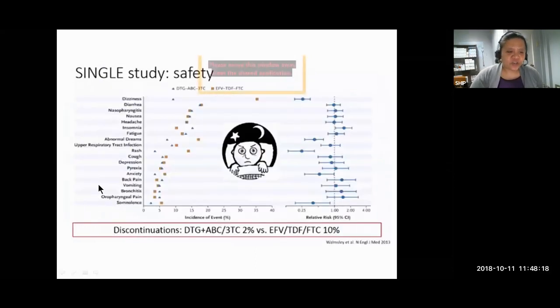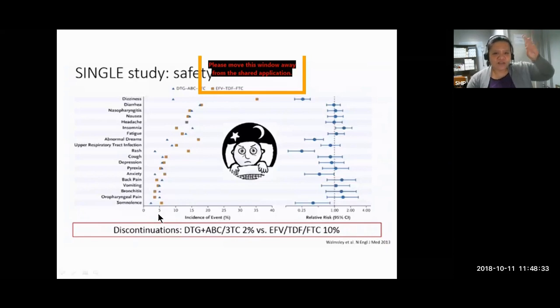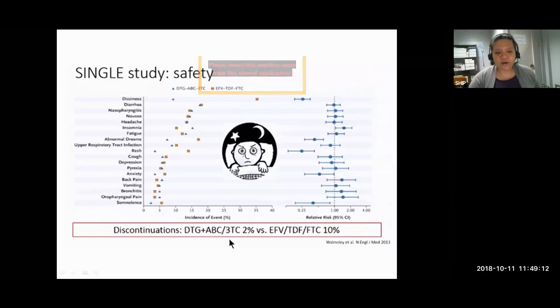Now, where safety is concerned, here we see that dolu is the blue triangle, and efav, the 3-in-1, is the gold square. So here we can see yung incidence. We want the left side, no, less incidence of event. There's more abnormal dreams with efavirenz, more rash with efavirenz, and all the other things. So aside from insomnia in dolu, it actually had a better safety profile. And there was less discontinuation among those on dolutegravir compared to efavirenz. If patients discontinue their drug treatment less, that means they will be more compliant, less risk of resistance, and less probability for them to develop opportunistic infections.